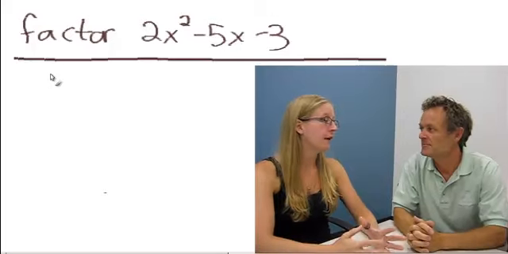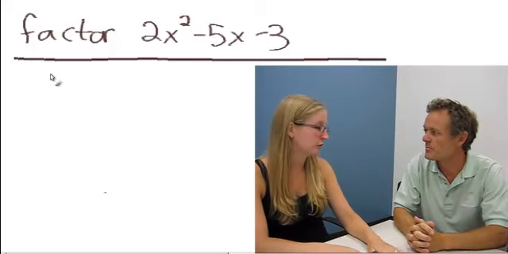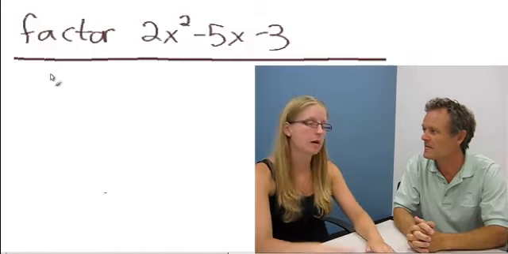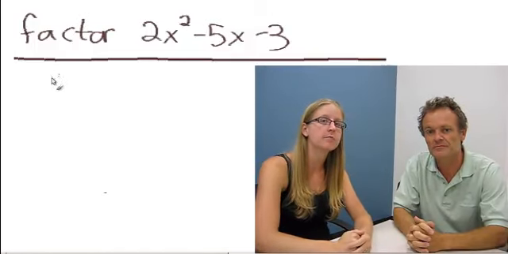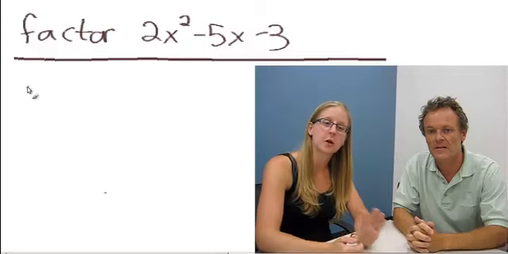Right, today we're going to learn one of two techniques for factoring trinomials. A trinomial has three terms: an x squared, an x, and a constant. The problem we have in hand here is 2x squared minus 5x minus 3. So this is what we're going to factor.